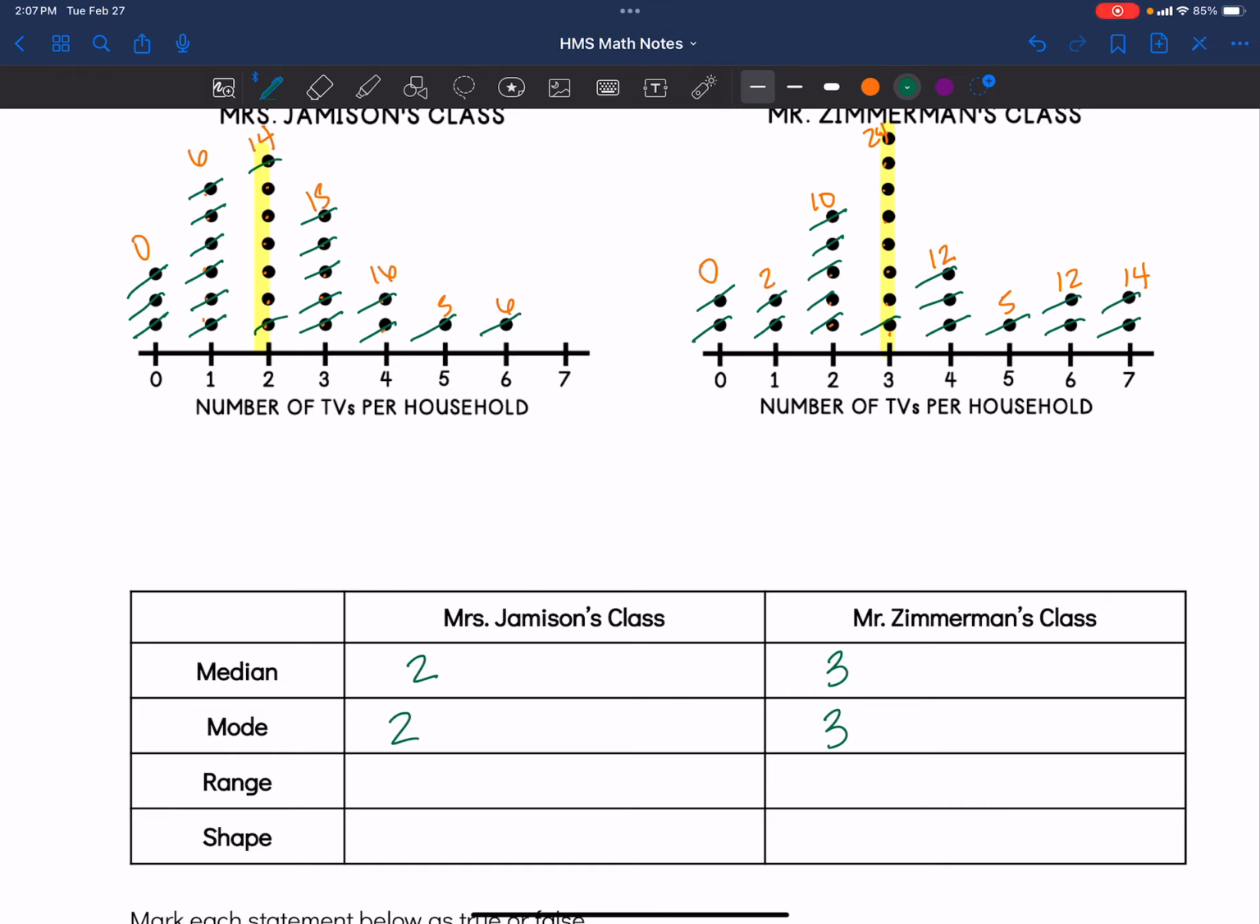All right, my range is maximum minus minimum. So my max is 6, right? Because there's a dot above the 6. There is no dot above the 7. That's just what the number line says. But there's no data there. Minus 0, which equals 6. But there is data above Mr. Zimmerman's 7. So this is 7 minus 0, which is 7.